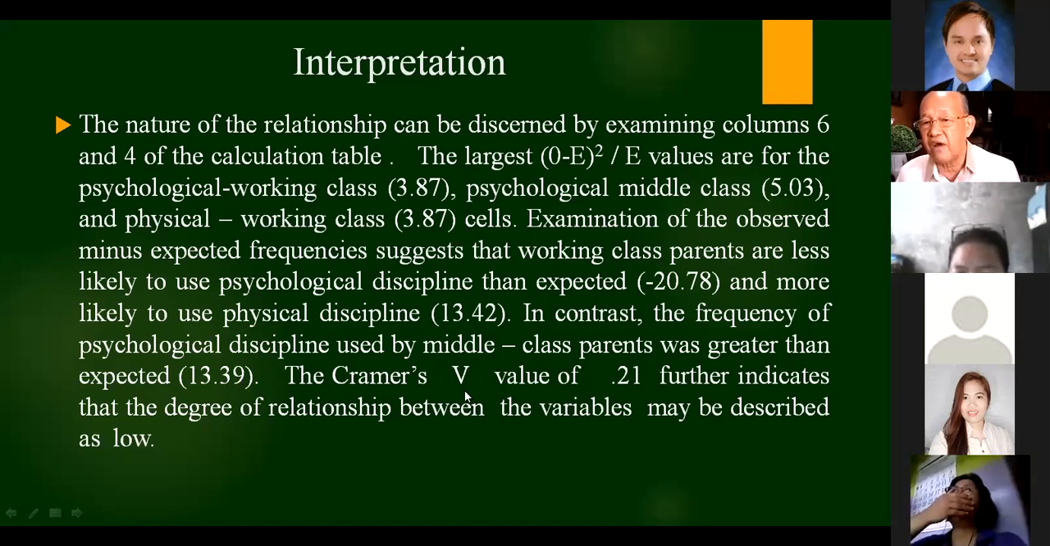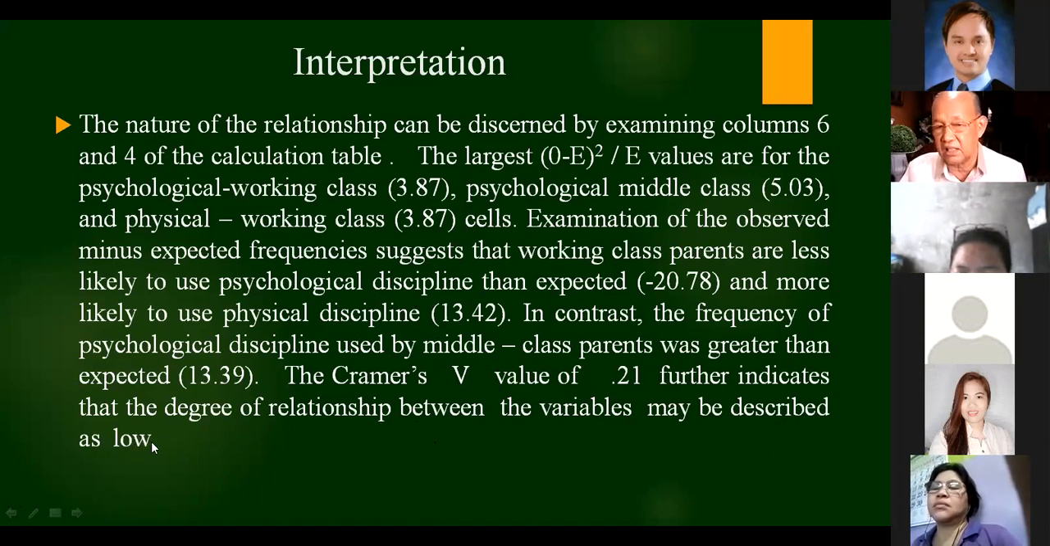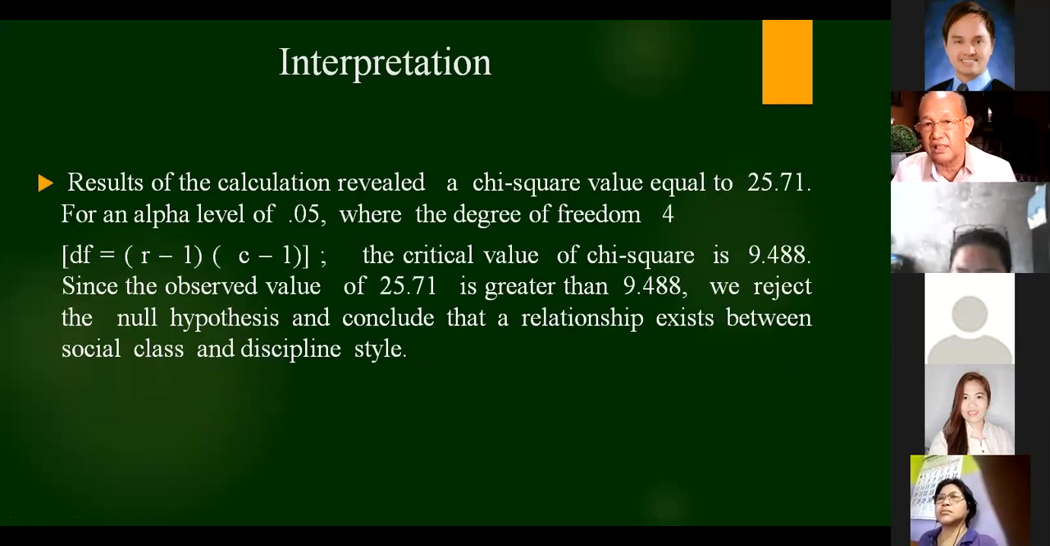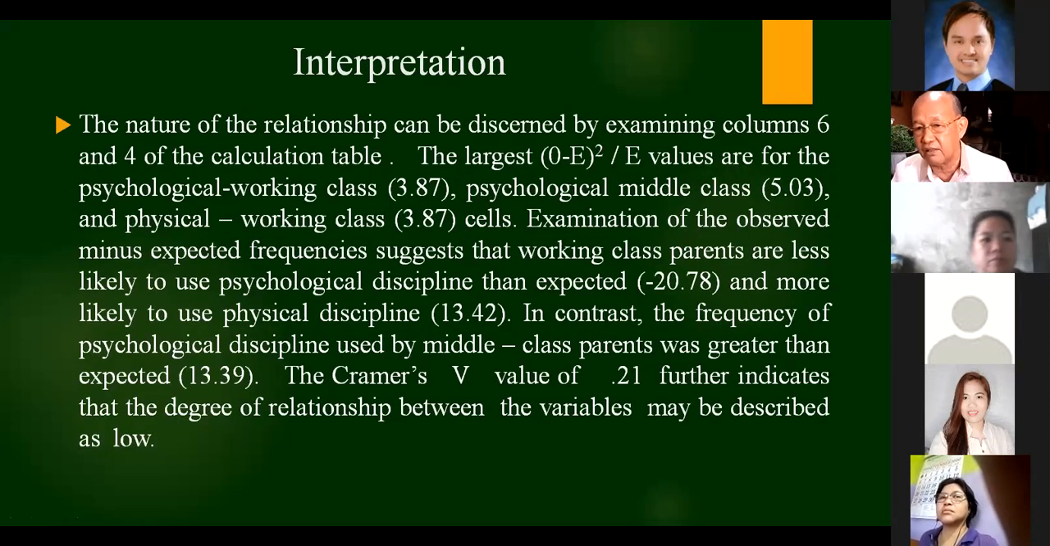The Cramer's V value of 0.21 further indicates that the degree of relationship between the variables may be described as, there is a relationship, but the relationship is not that high, as shown by the table of coefficient values. So this is how, siguro, given more time to read, I put the interpretations here so you can study very well.